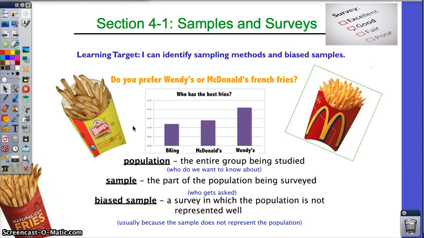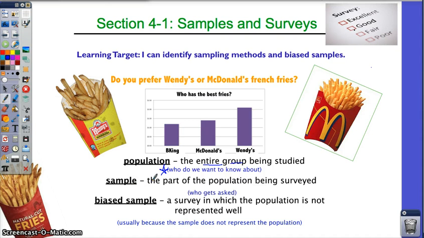The population is going to be the entire group that's being studied. Basically, it's who do we want to know about? Who are we talking about in general? If I wanted to do a study about all Fort Couch students, then that would be my population. But if I want to do a study about all Upper St. Clair citizens, my population would change and my sample should change with that.